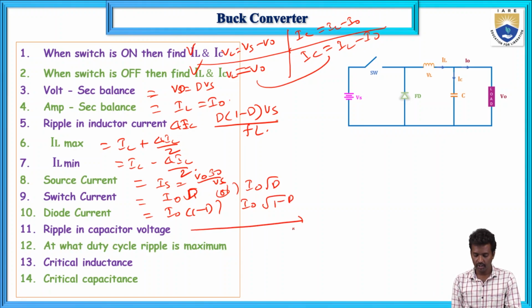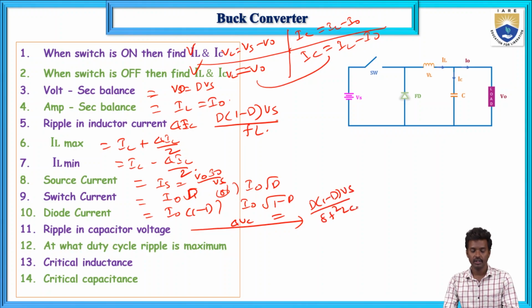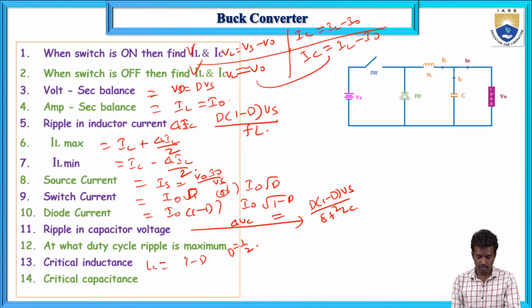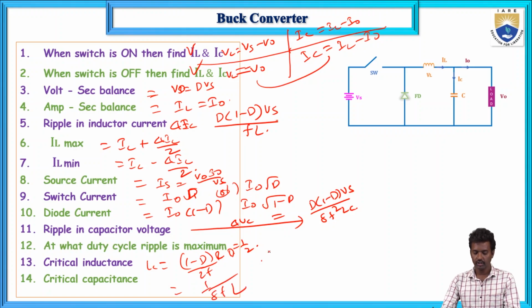So the ripple in the capacitor voltage, del Vc, equals D into 1 minus D into Vs divided by 8 F square into LC. At what duty cycle? At D equals 1 by 2, the ripple is the maximum. Now the critical inductance LC equals 1 by 2F into R, and the ripple in the capacitor is equal to 1 by F L R.